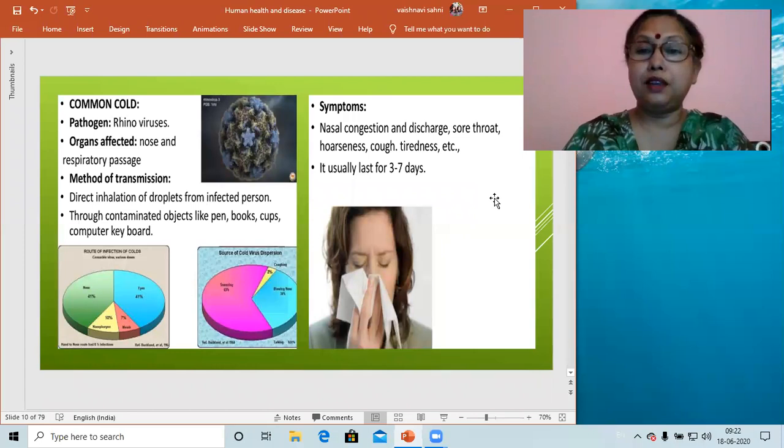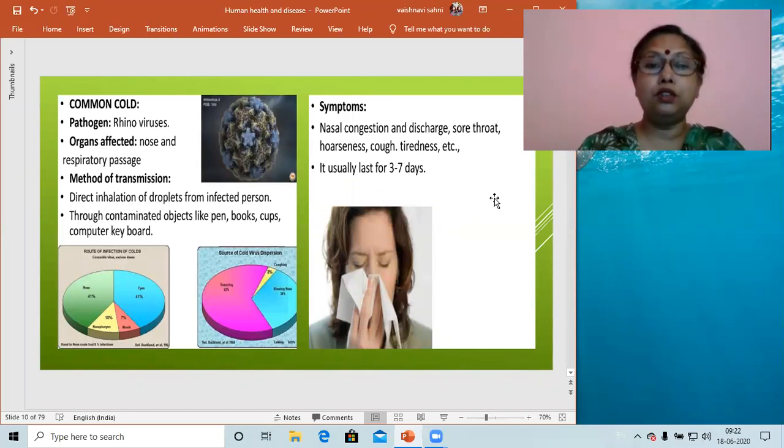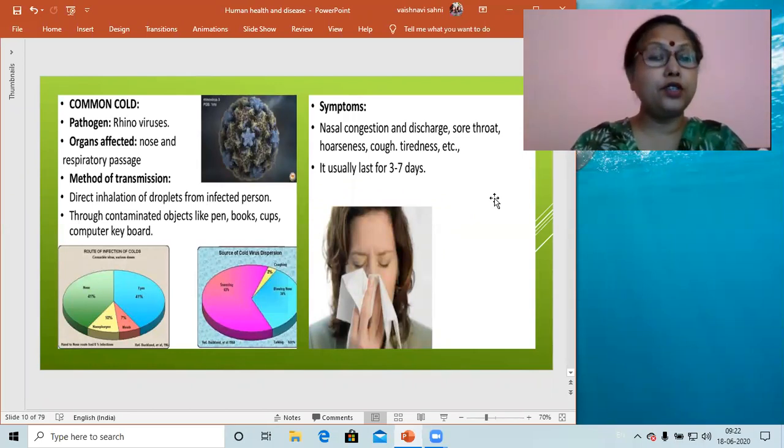Students, today we will study about common cold, which is one of the infectious diseases. You can see that the pathogen looks like something like this. It is rhinoviruses. Rhinoviruses means viruses attacking the respiratory system.